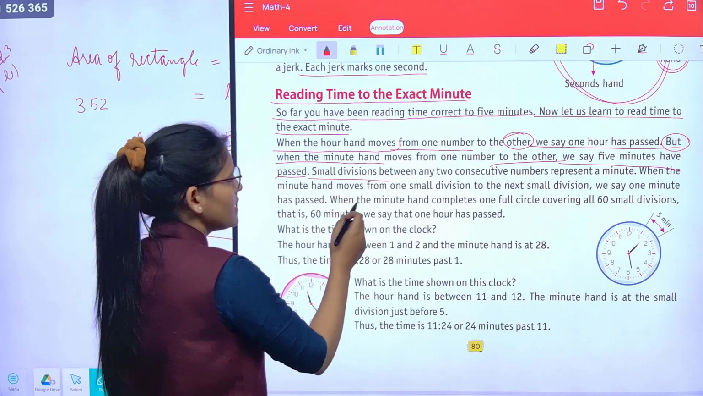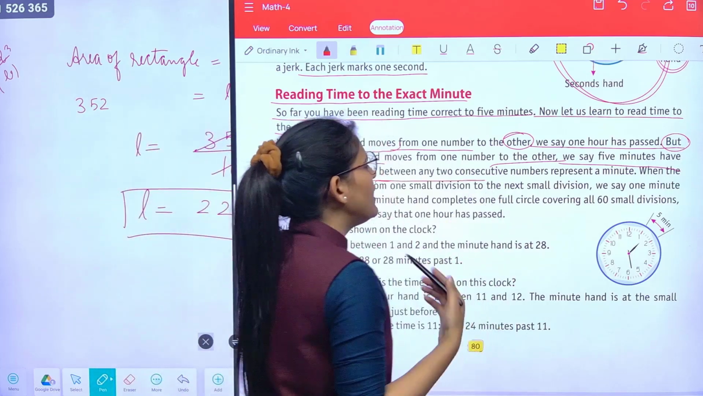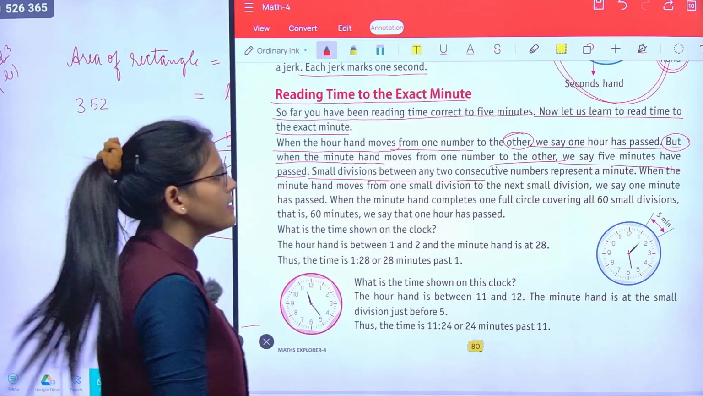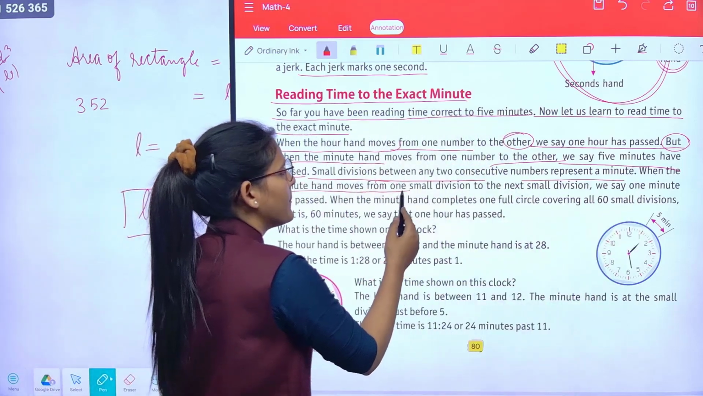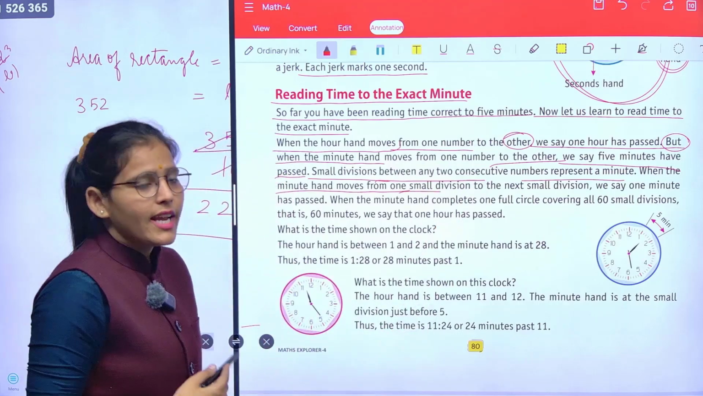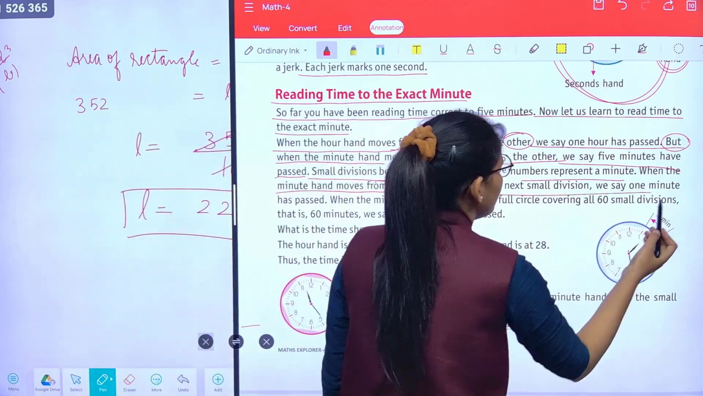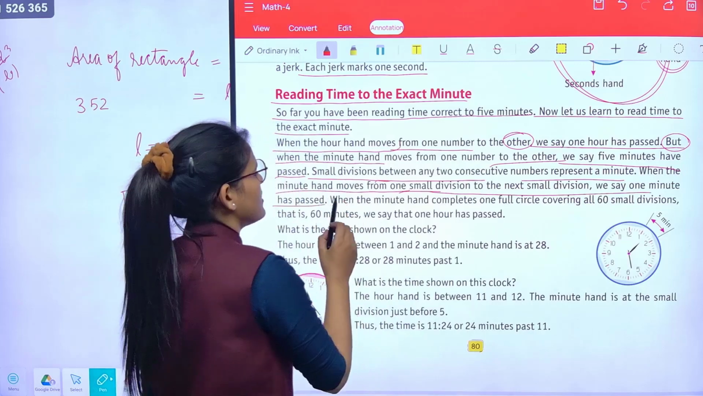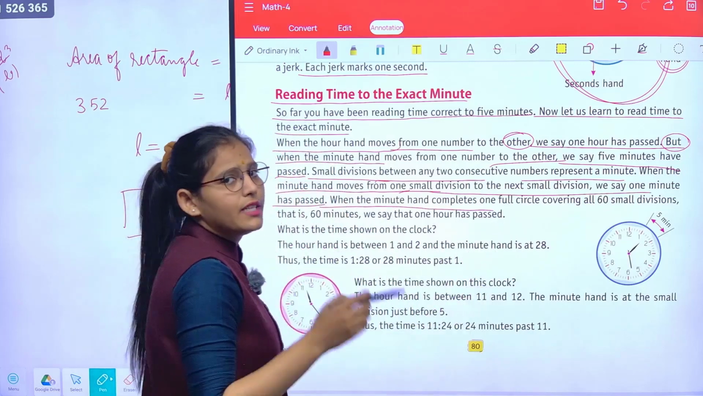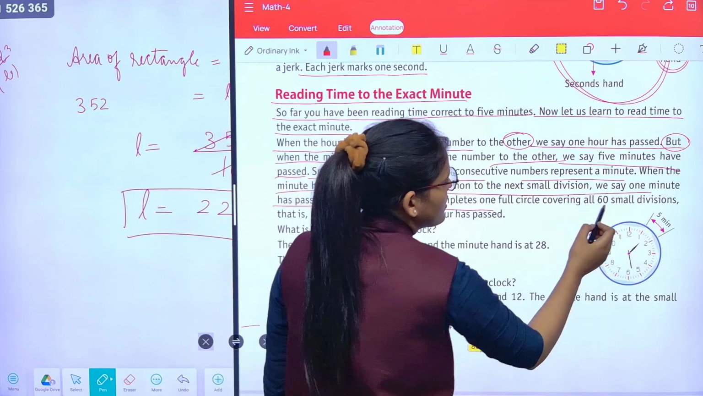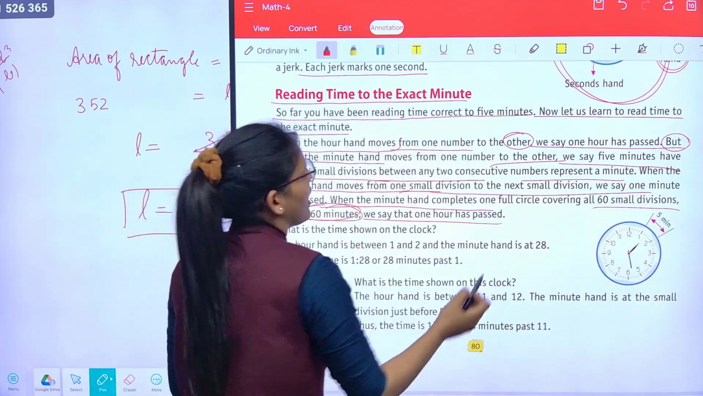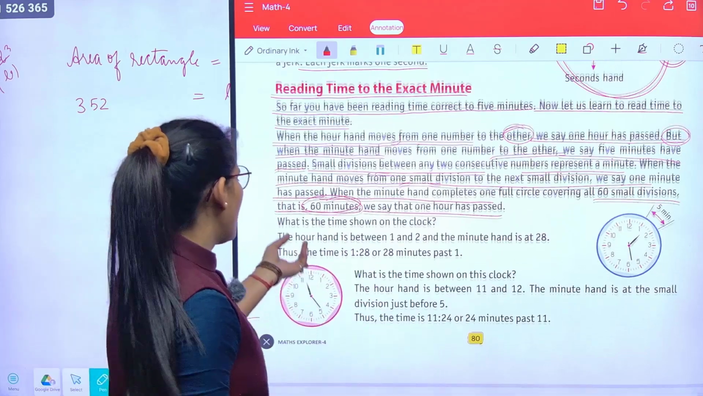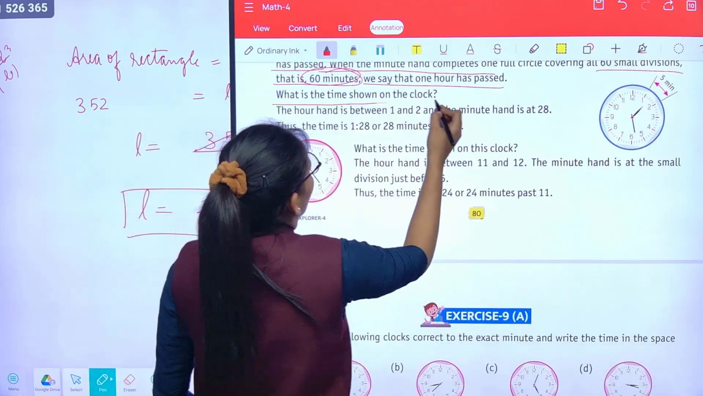Now small divisions between any two consecutive numbers represent a minute. When the minute hand moves from one small division to the next small division, we say 1 minute has passed. When the minute hand completes one full circle moving all 60 small divisions, that is 60 minutes, we say that 1 hour has passed.